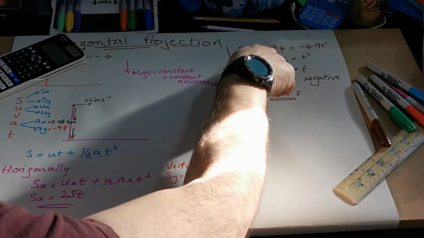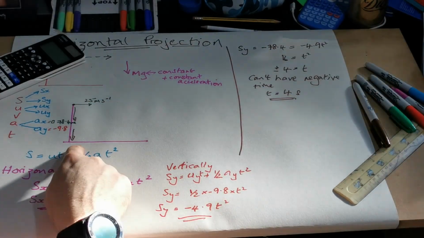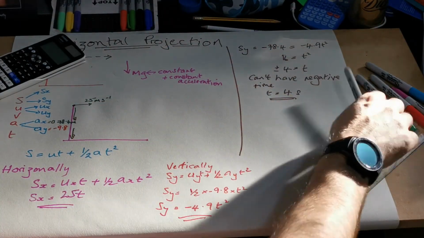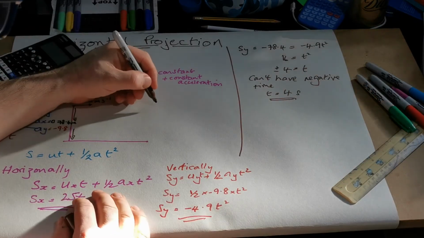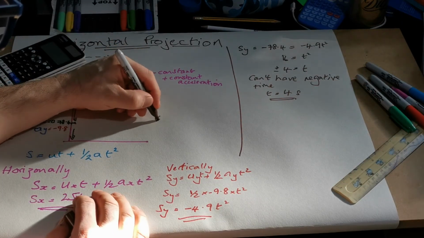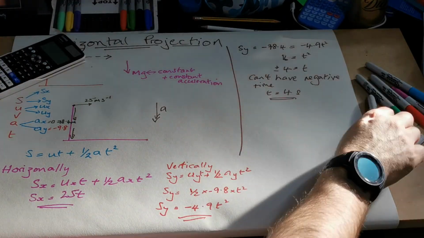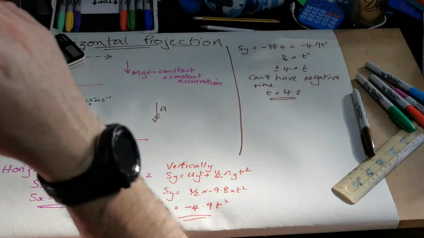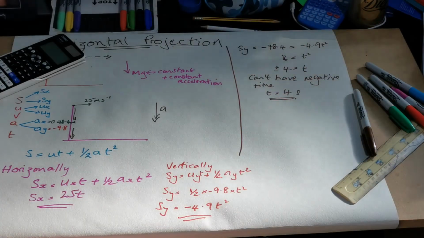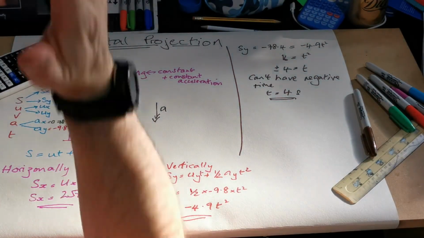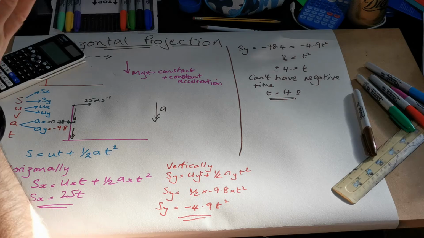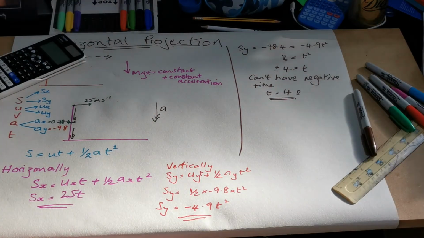So the key thing there was to recognise that it travelled down 78.4 metres, remembering the acceleration was going down as well. So it's important to keep those two the same sign. You could have thought of them both positive, but I like to think of the positive direction as being upwards and in that direction as well.